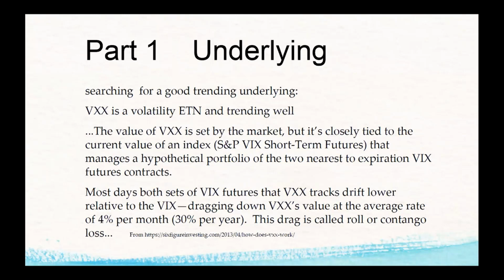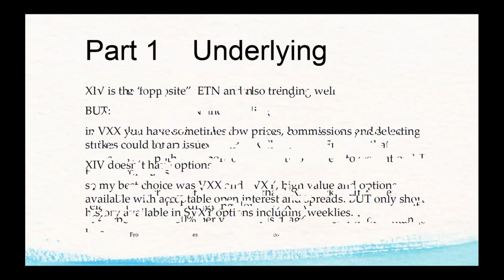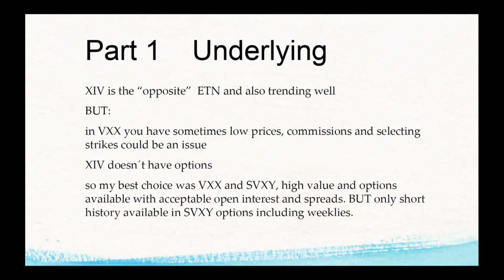Most days, both sets of VIX futures that VXX tracks drift lower relative to the VIX, dragging down the VXX value at the average rate of 4% per month and about 30% per year. This drag is called roll or contango loss. XIV is the opposite ETN and also trending well, but in VXX you have sometimes low prices, commissions, and selecting strikes could be an issue.